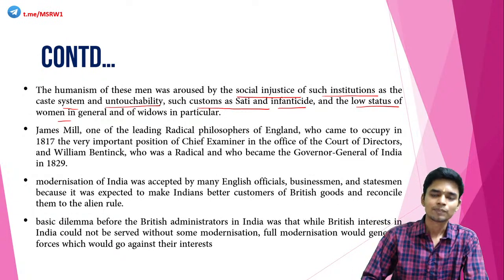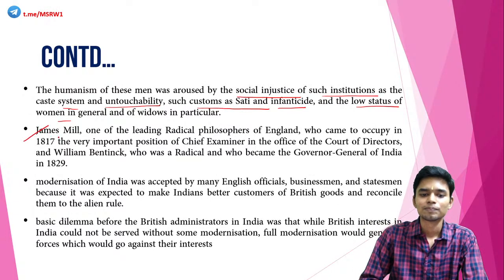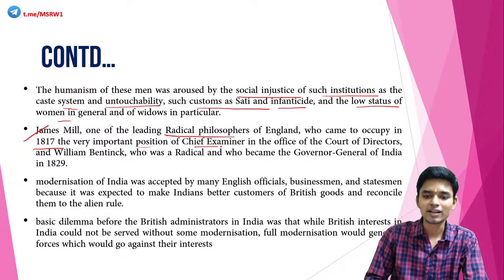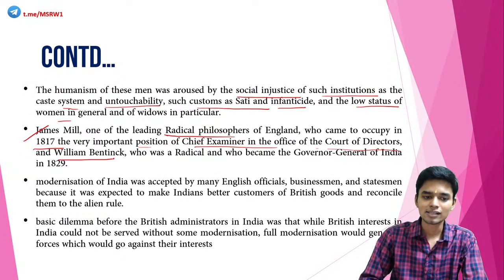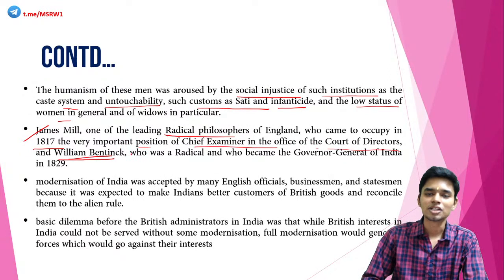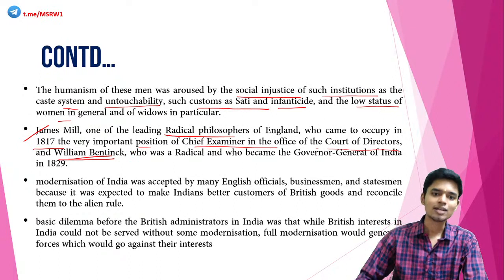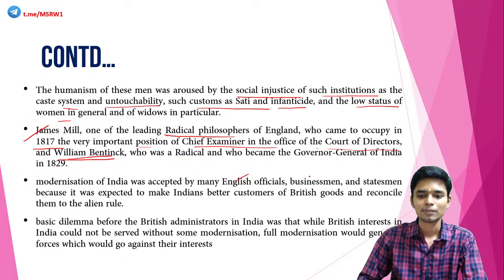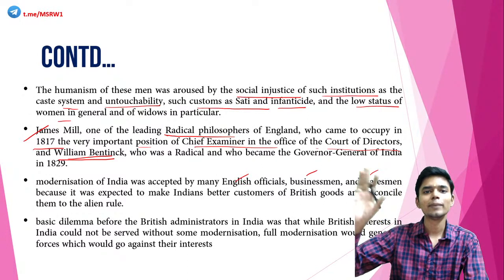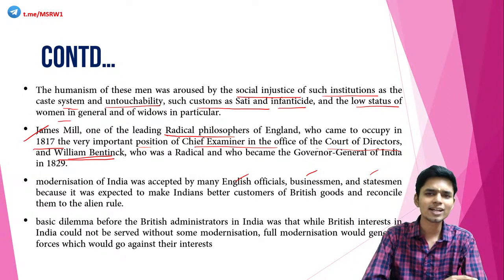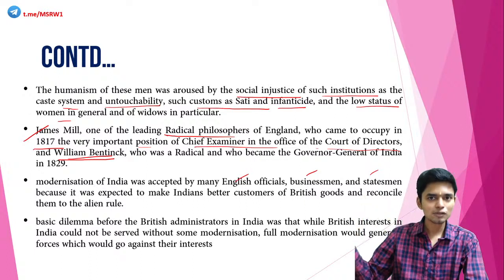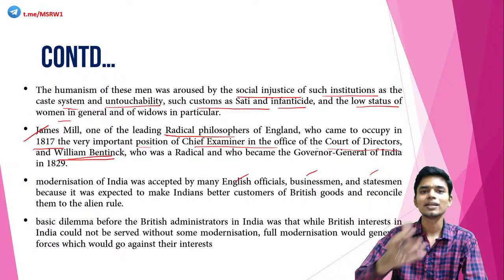It's a fact. Okay, so for one example, James Mill. James Mill was a leading radical philosopher who came from England. He came to occupy in 1819 the very important position of Chief Examiner at the Office of the Court of Directors. Another example is William Bentinck, another radical, who became the Governor General of India in 1828. Modernization of India in general was accepted by many English officials, businessmen, statesmen, etc., because they thought that Western education or modernization of India would make India a better market for them. Already I explained this point. So most of the Europeans actually supported this kind of radicalism in India.